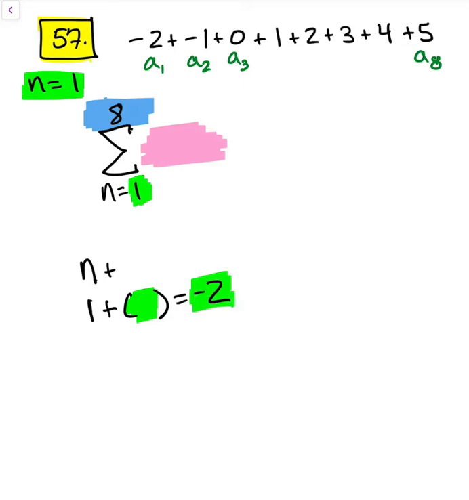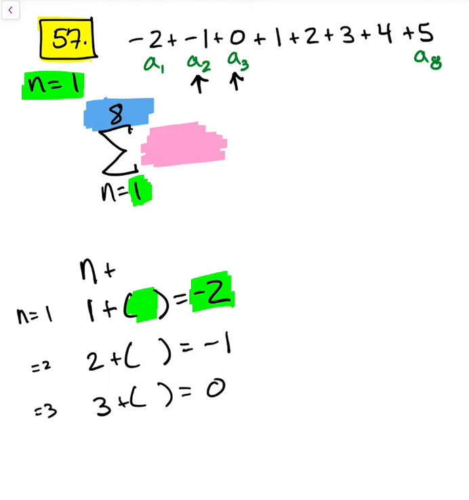This pattern continues on. My next term would be 2, and I'll be doing something to this term to end up getting negative 1. The same thing with my third term: with n equaling 1, 2, and 3, I will do something to that term to get 0. Whatever I'm doing to my n, it's going to be the same thing each time, and I need to figure out the number that did it.